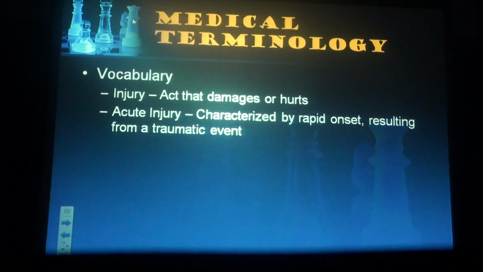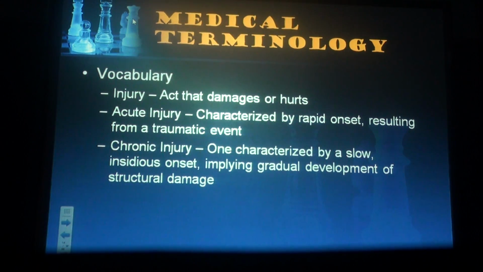Next, you have an acute injury. It's characterized by rapid onset, meaning it happens quick and resulting from a traumatic event. So it's something that happens soon.